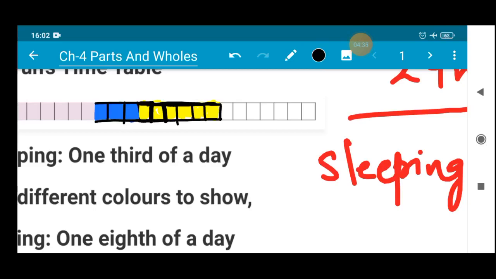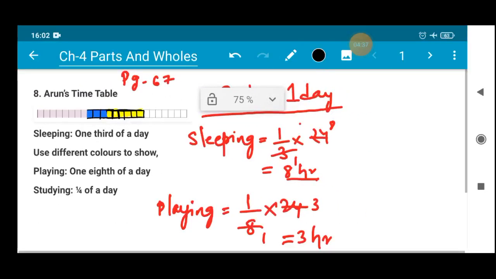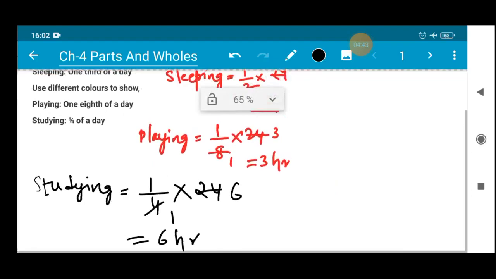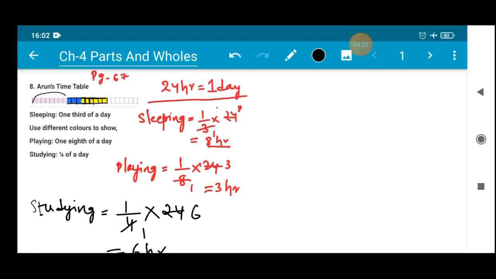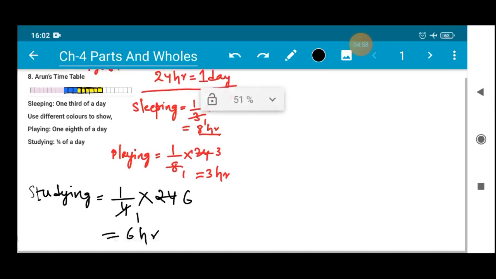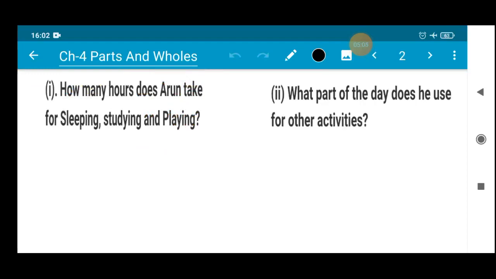So these 6 boxes are representing Arun's timetable. That is for 6 hours he is studying in a day. That means 6 boxes should be covered, and in playing 3 hours, and in sleeping 8 hours, which is already covered here. All right, so this is very simple, right? The concept is based on parts and whole, or the fraction. Very easy one, right? So let us proceed to the next one.